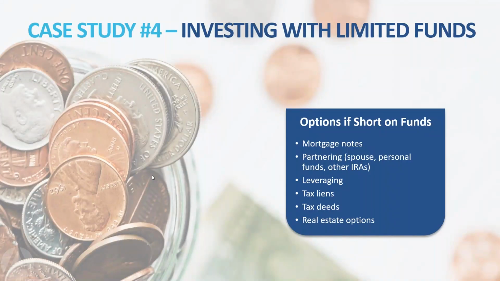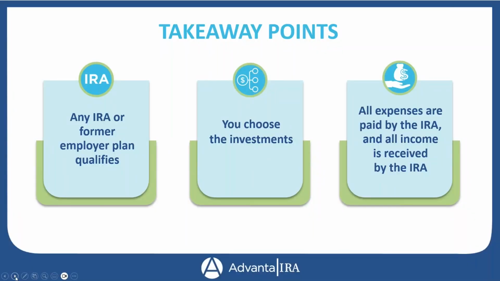You can borrow in order to make real estate investments like we talked about, or you can invest in things like tax liens where it doesn't necessarily take a ton of money to make those investments. We also see people investing through tax deeds for a little less money, and then also real estate options. So there's a lot of ways to invest when you have limited funds. So if you're listening and you say, well, I don't have enough money to buy 123 Main straight through my IRA, keep in mind there's lots of different ways to invest in real estate, and something might be a good fit for you. Remember our takeaway points.